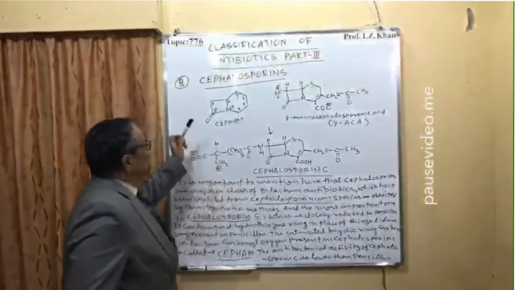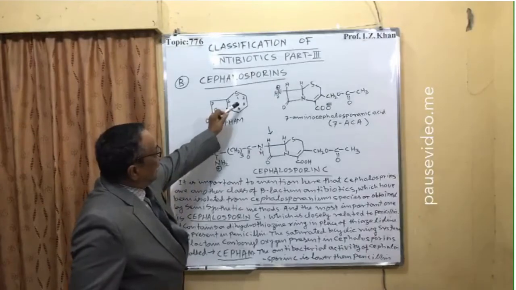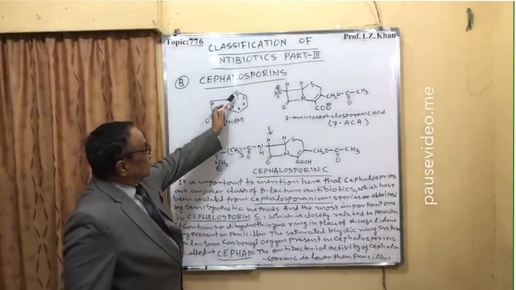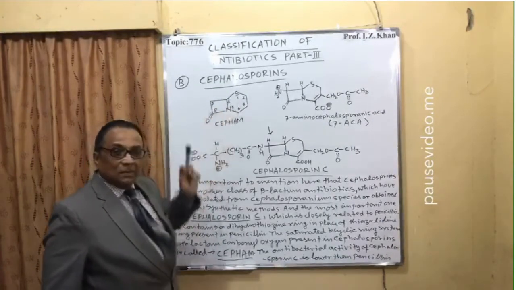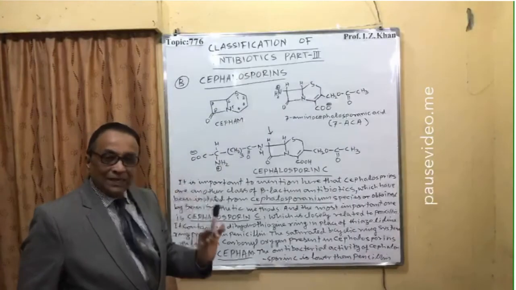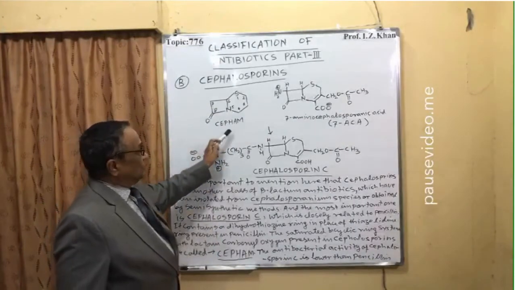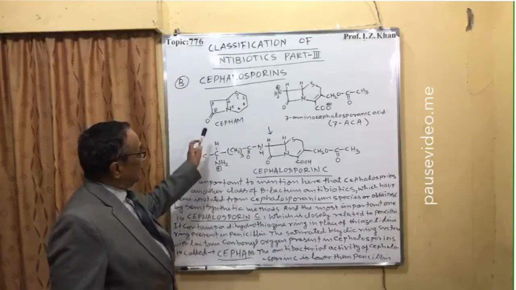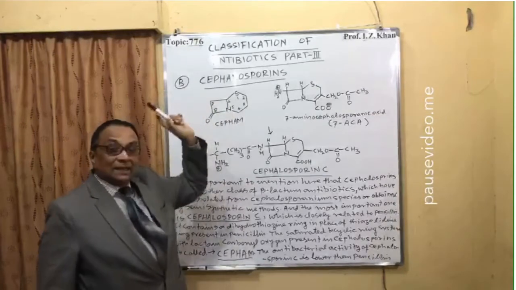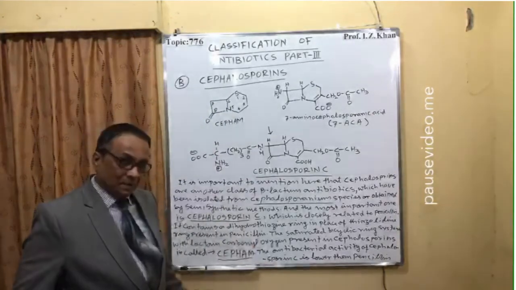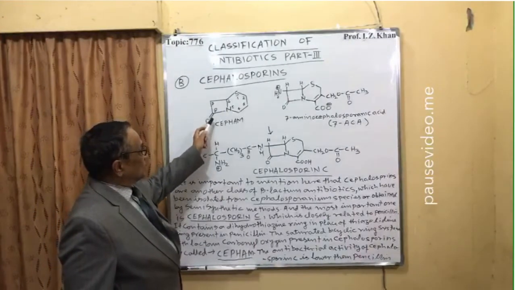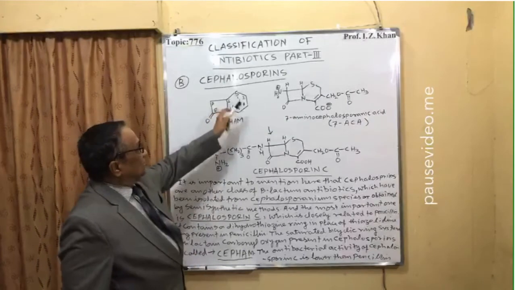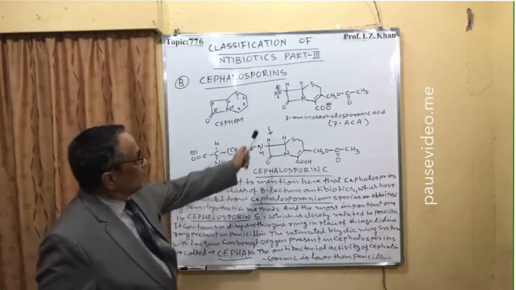So here you see the 4-member ring, and both are aliphatic rings, there is no aromaticity, and this sulfur is contained in a 6-member aliphatic ring. The only difference between penicillin and this is that here it is 6-member, and in penicillin it is 5-member. At the 8th position is the lactam ring, and at 5 and 1 there are sulfur and nitrogen.